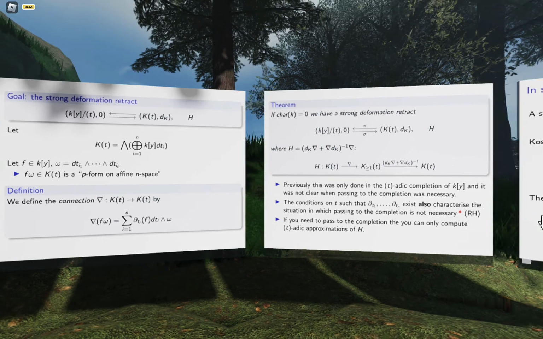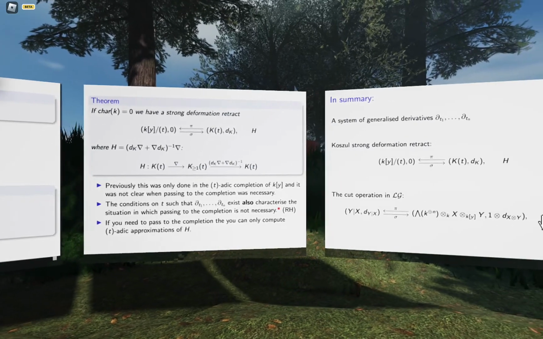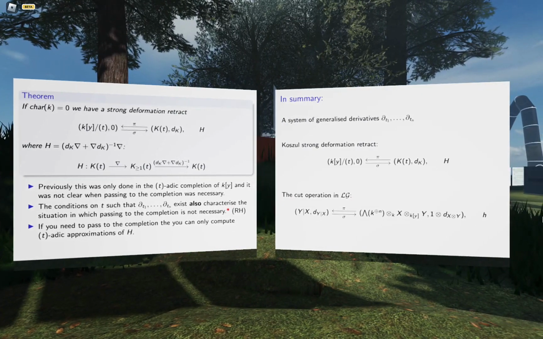Okay, and then given this definition, after a fair bit of work, one can show that if the characteristic of K is 0, so K, the field we're working over, has characteristic 0, then we have the following strong deformation retract. So exactly the strong deformation retract we were looking for, where the homotopy is given in terms of the differential on the causal complex and this connection nabla. Of course, there's quite a bit to show in order to prove this statement. In particular, for the inverse that I'm writing up, you need to show that it actually exists. But it is possible, and I do so in my thesis.